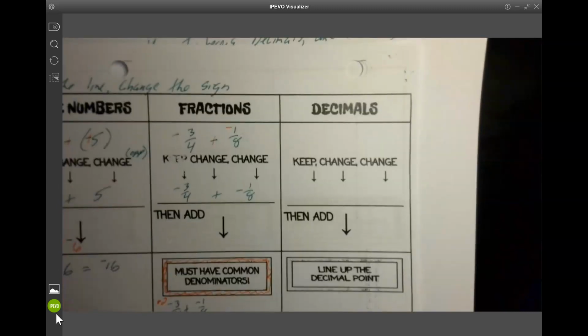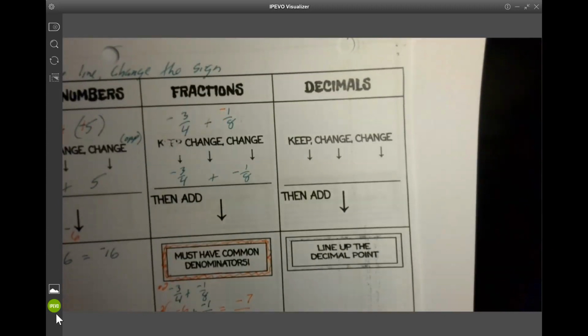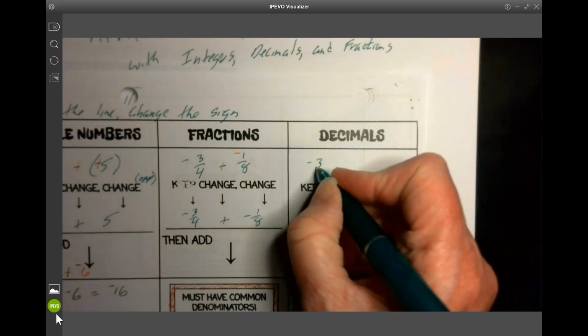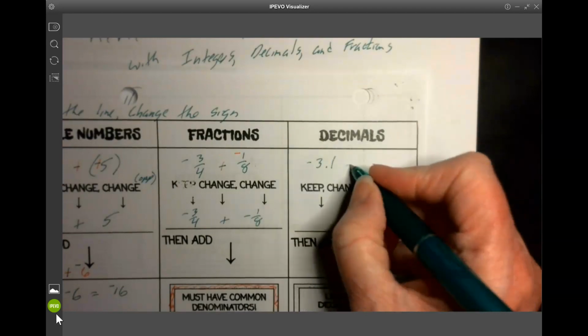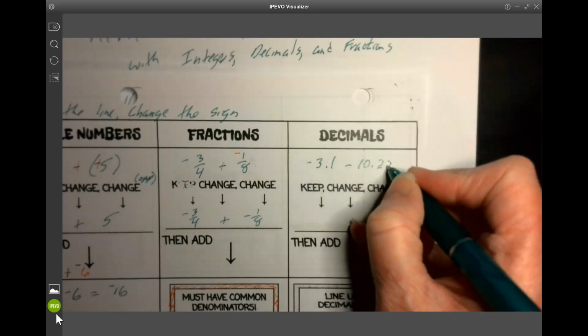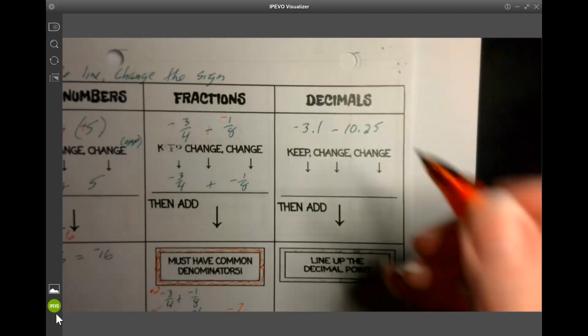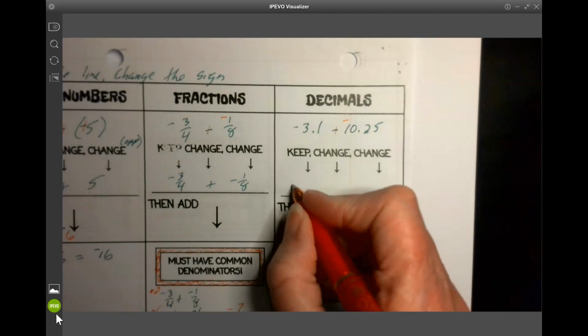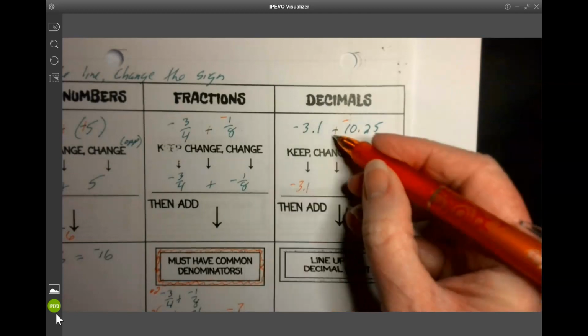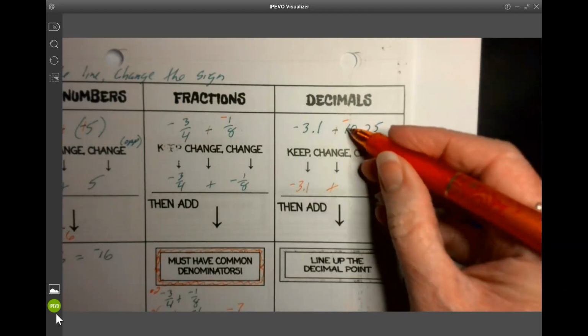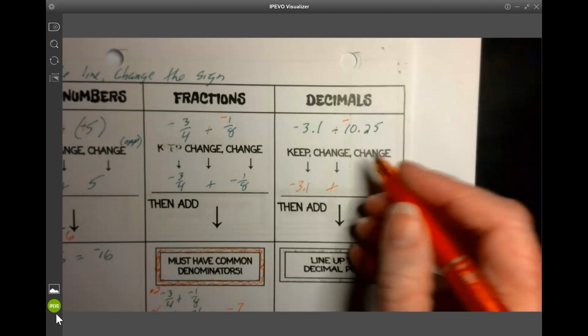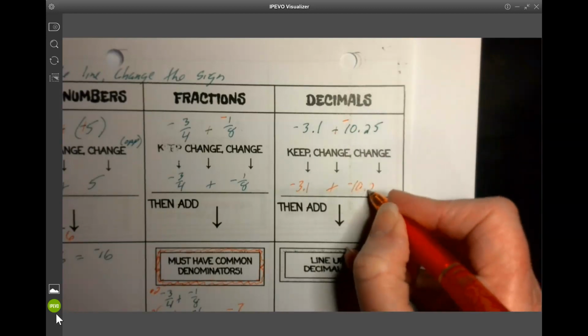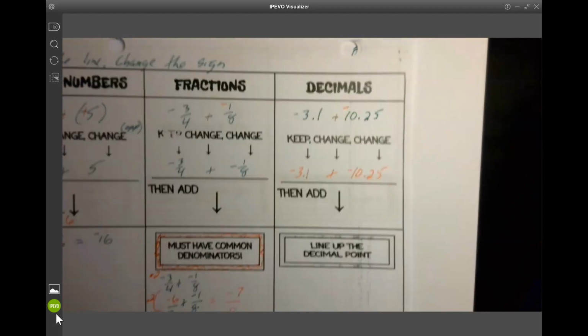Okay, decimals. Here we go. So I have negative 3.1 minus 10.25. Okay? I'm going to cross the line and change the sign. For those of you who do keep change, it's going to make negative 3.1. Subtraction goes to addition. Whatever follows it goes to its opposite. So I'm going to change that to be a negative 10.25. Okay? And then we're going to add.